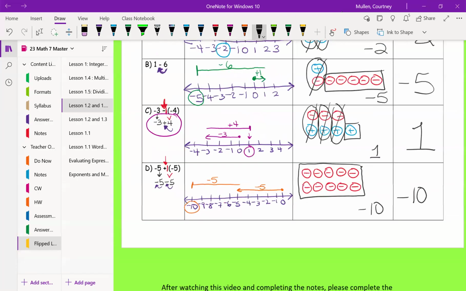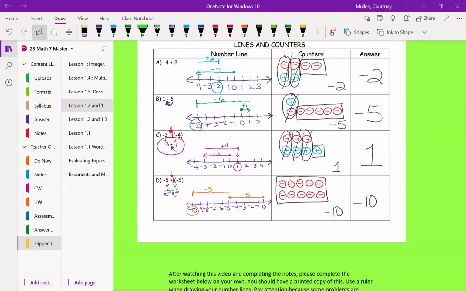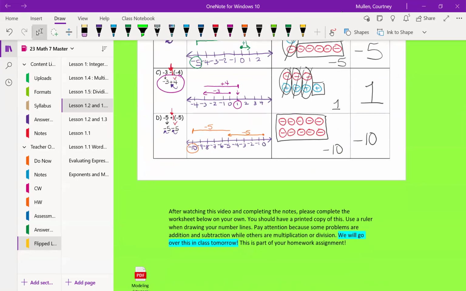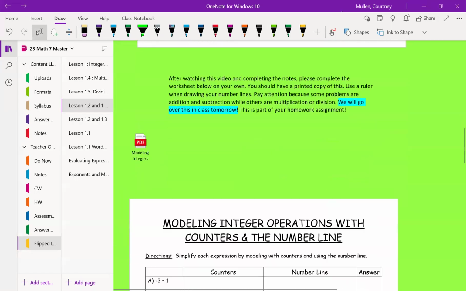So here we have it. After watching this video and completing the notes together, please complete the worksheet below on your own. You should have a printed copy of this. Use a ruler when drawing your number lines. Pay attention because some problems are addition and subtraction while others are multiplication or division. We'll go over this in class tomorrow, and it's part of your homework assignment.